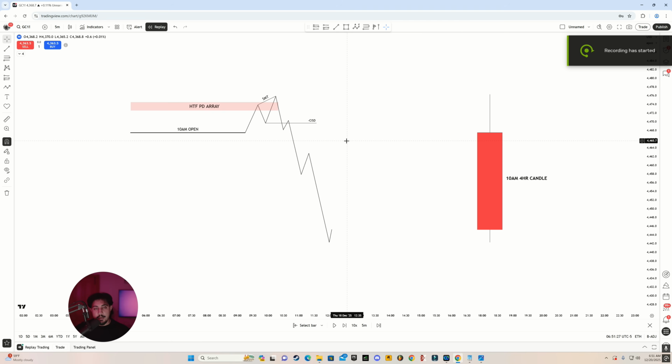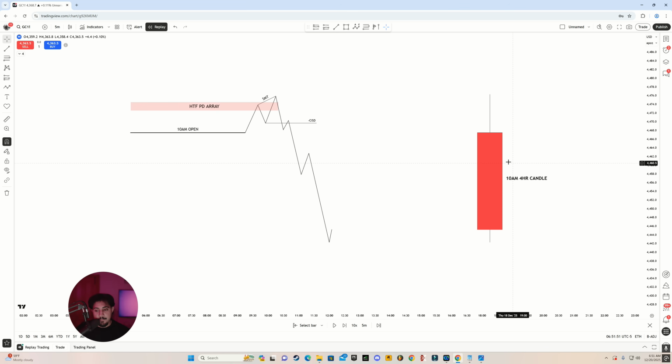Alright guys, so here is the strategy. So we want to be trading the 10 a.m. 4-hour candle. Now this specifically works for gold futures and NQ futures. It doesn't work for CFDs because on CFDs the timing is different. And we want to trade the 4-hour candle 10 a.m. power of 3.